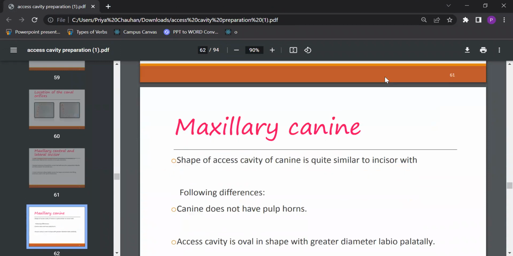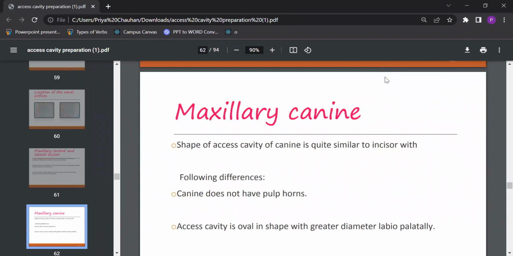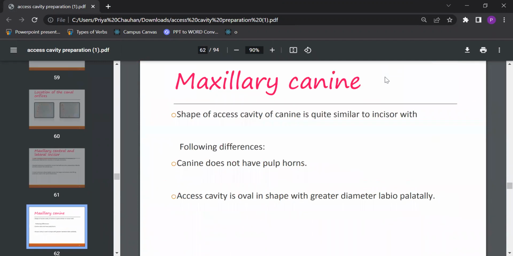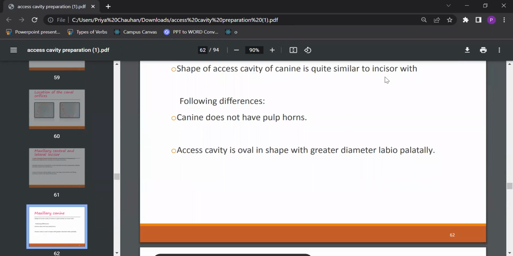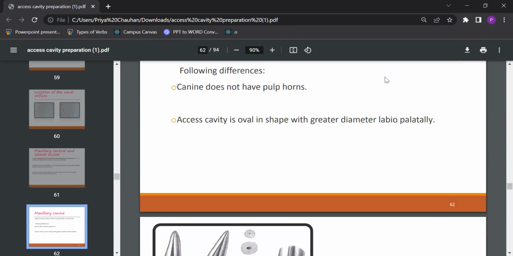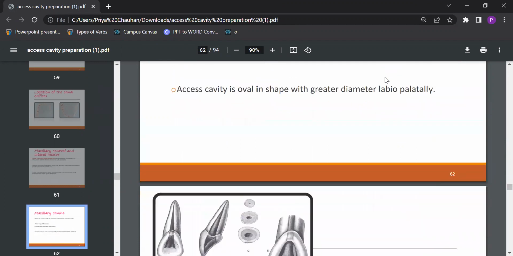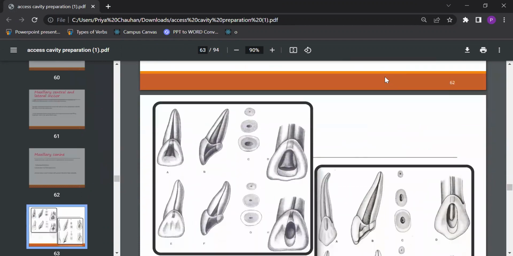What will it be like in the canine? The shape of the access cavity of the canine is quite similar to the incisor. With the following difference: the canine does not have a pulp horn, and the access cavity is oval in shape with a greater diameter labiopalatally. See the diagram.